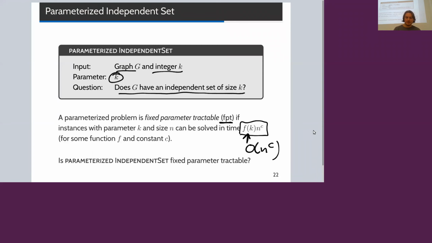So at first glance, this may look a little bit strange, but you could think of it in terms of k is a very small number, and then f of k would also be a very small number, and then you have a polynomial time algorithm. And this is what we call the parameterized independent set problem. We have this additional parameter, and we want to have a running time that is some function of the parameter times some fixed polynomial in the size of the instance.